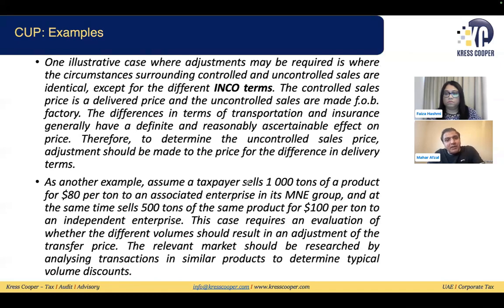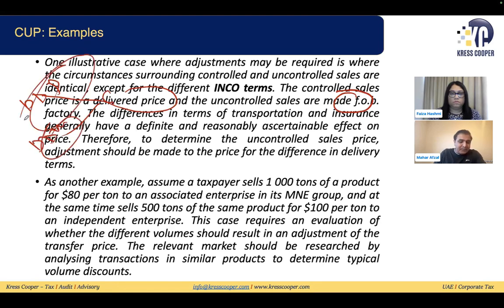This is another example that I have taken from the OECD guidelines. They are focusing on the Incoterms. With one party, they are using the FOB price, and with the second party, they are using the delivered price. This delivered price may be delivered duty paid, might be delivered duty unpaid, might be any one of them. So under FOB terms, the price will be different. Under DDU or DDP terms, the price will be different. It will require an adjustment.